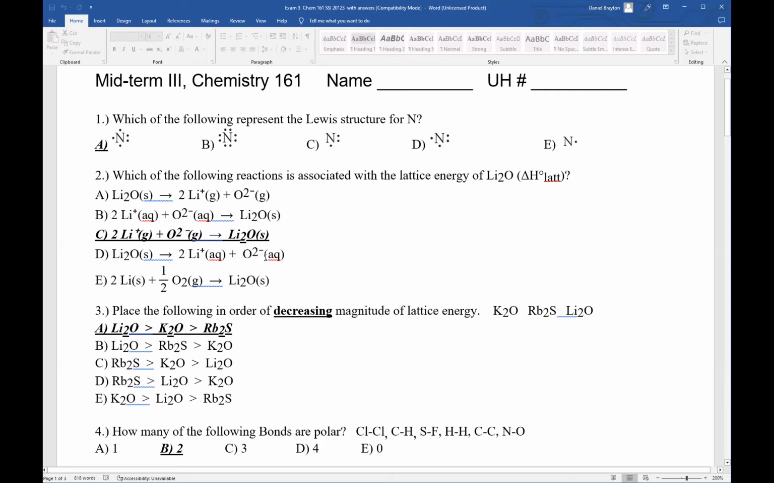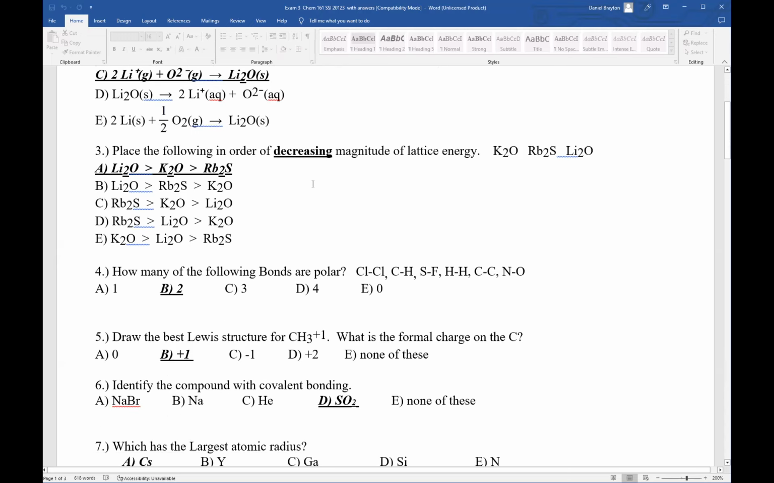D is the solid going to aqueous, and this stuff is all based on free ions. That way, there's no ion pairing, etc. I don't know if we've covered that, or you'll see it in 162. Anyway, and then E again, solid and gas. I mean, if you caught that, then that was fairly easy.